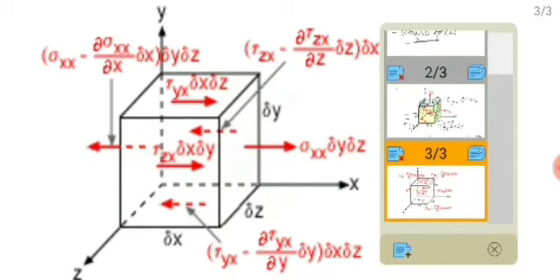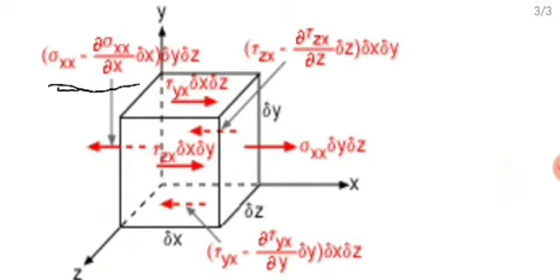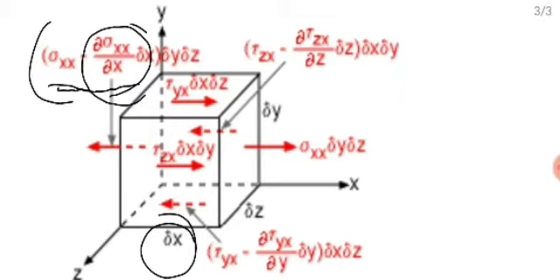See, here in the first plane the stress acting is taken as sigma xx minus dou sigma xx by dou x. The variation along this cubical element we have considered as dou sigma xx by dou x times delta x, where delta x is the dimension of the cubical element. To convert it into force, the whole thing is multiplied by delta y delta z. Now in the second plane it is sigma xx times delta y times delta z. So the difference of this force we have to consider in the x direction.